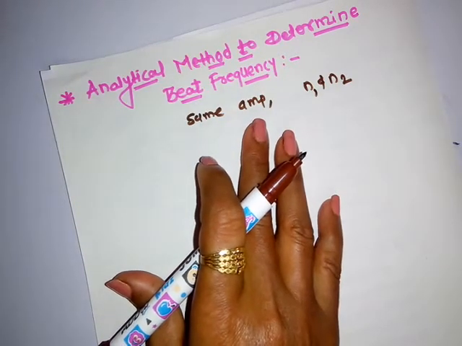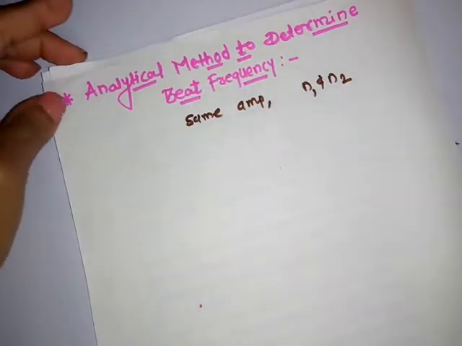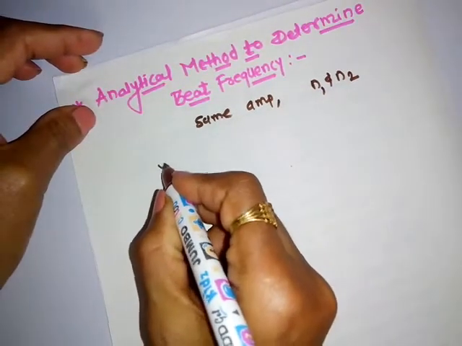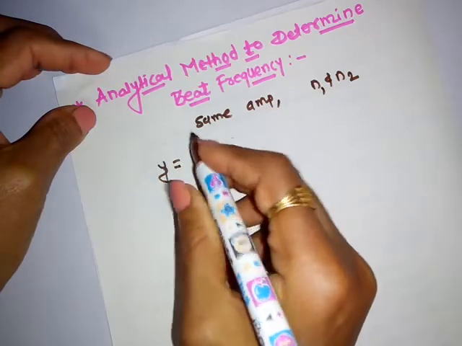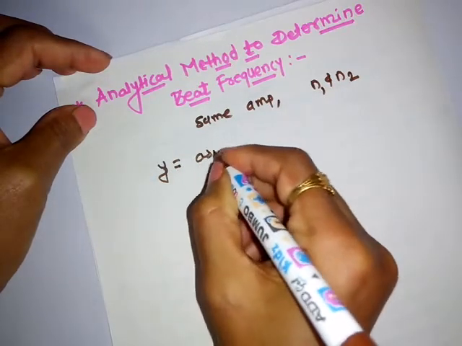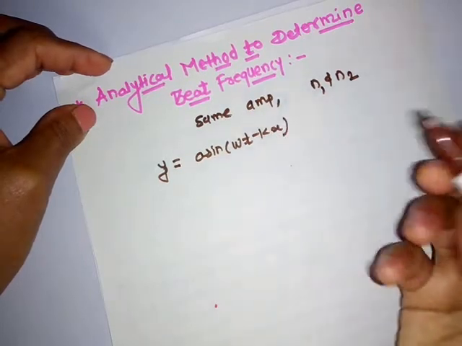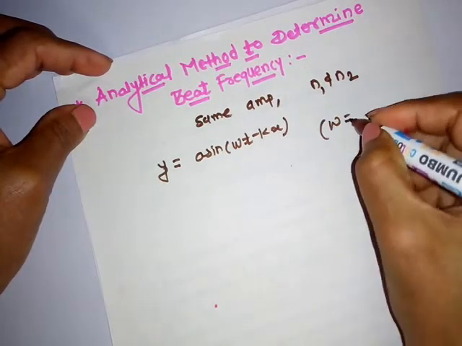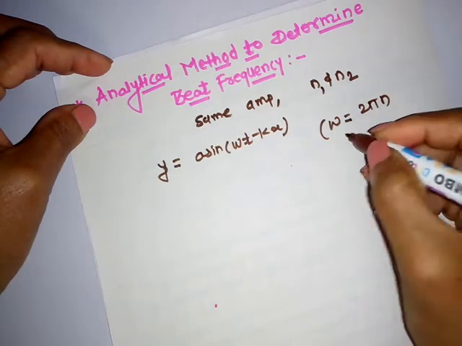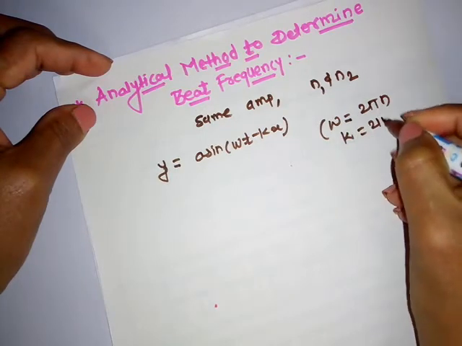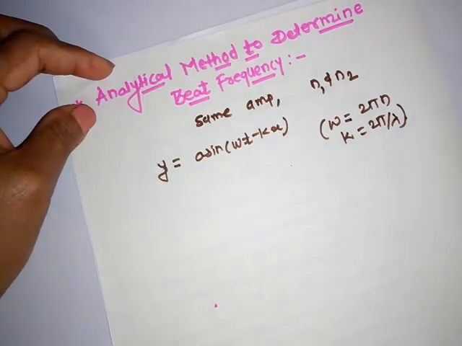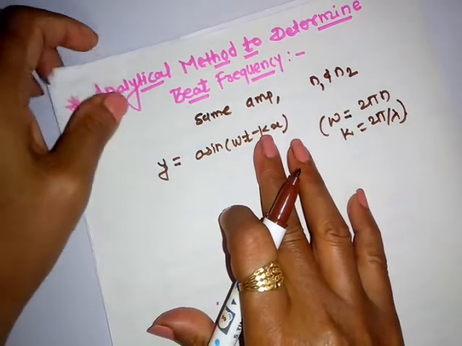Now we know very well that these two waves are progressive waves. Then we have the equation for the progressive wave: y is equal to A sin(omega t minus kx). Here the value of omega is 2 pi n and the value of k is 2 pi upon lambda. This is the general equation of a progressive wave.